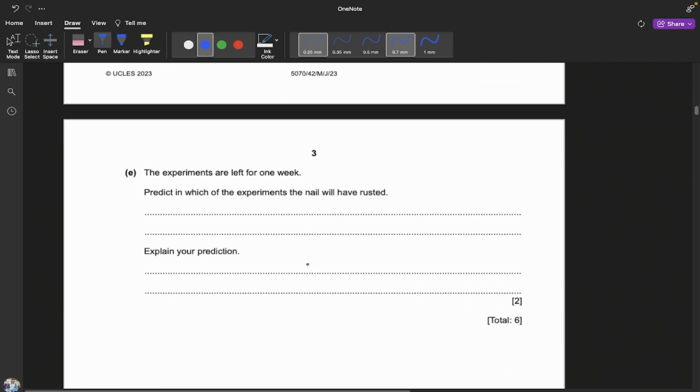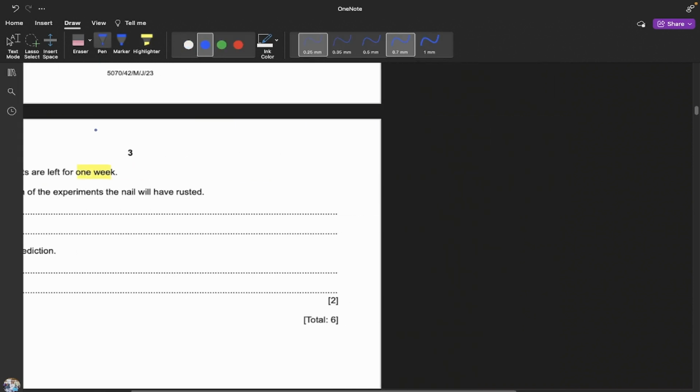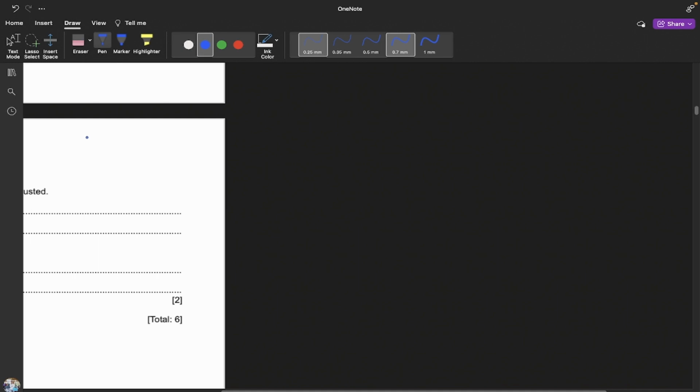Okay, that's good. The experiments are left for 1 week. The reason for leaving it for 1 week is because rusting is a very slow process. There are more than two factors, but according to the scope of the syllabus, there are mainly two factors that affect the rate of rusting. First one is acids. When metal comes in contact with acid, the rusting rate increases. Or else salt. When the metal comes in contact with salt, the rusting rate increases.